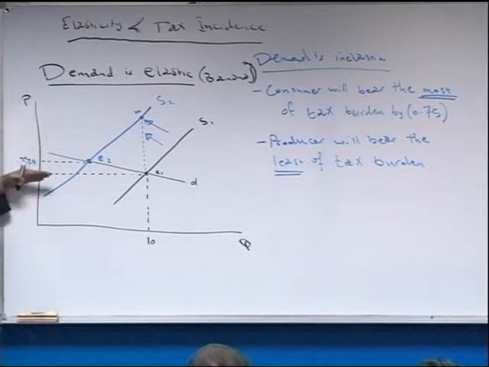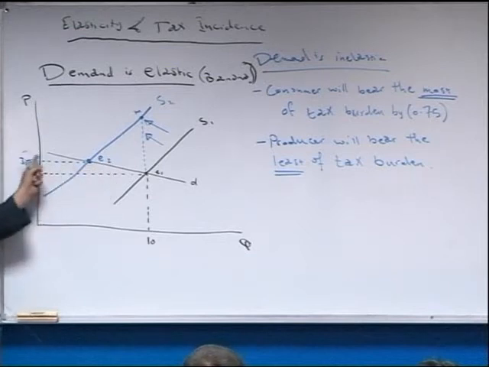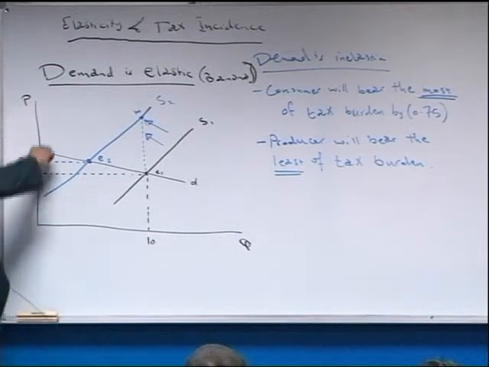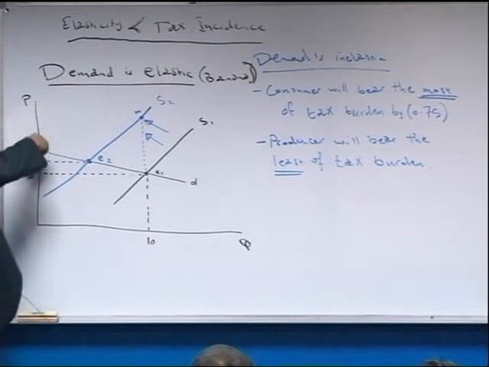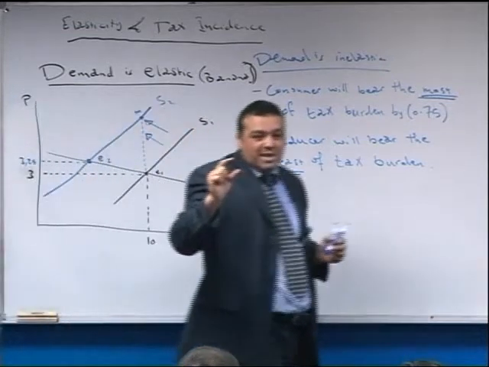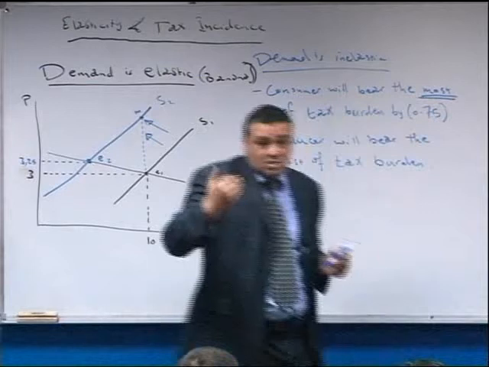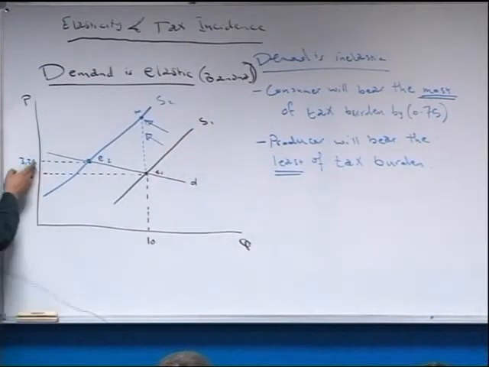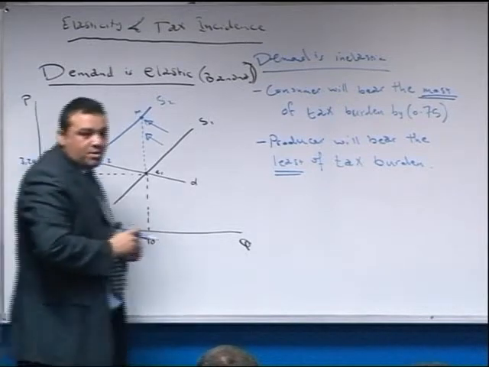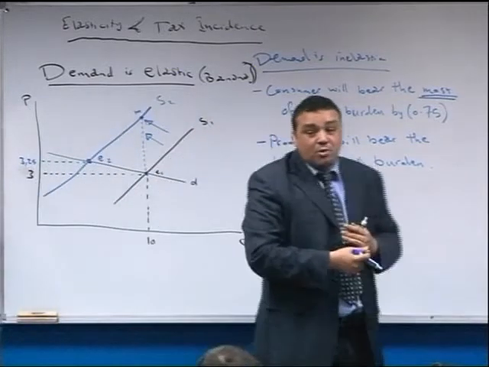And so as you see, when demand is elastic, the producer tries to increase the prices, but the price increased by a smaller amount. So, from 3 to 3.25, the consumer will bear the least of the tax burden, and the producer will bear the most of the tax burden.